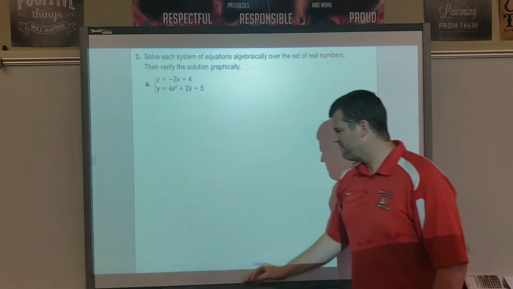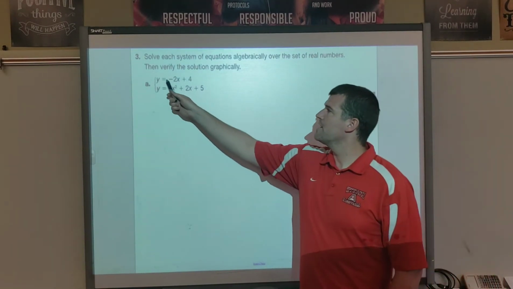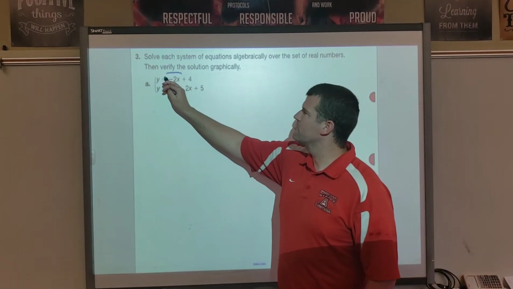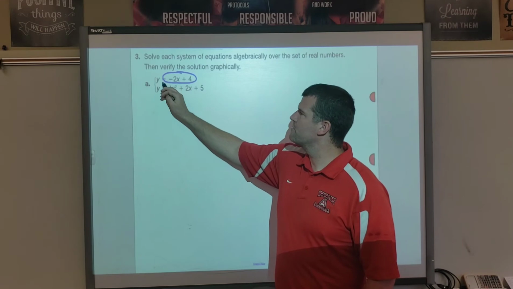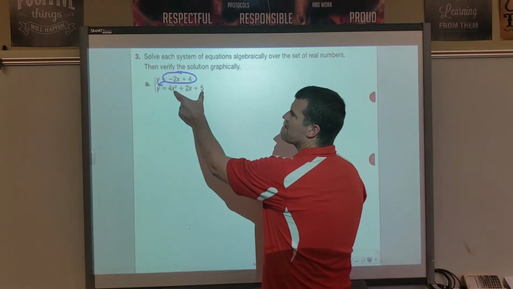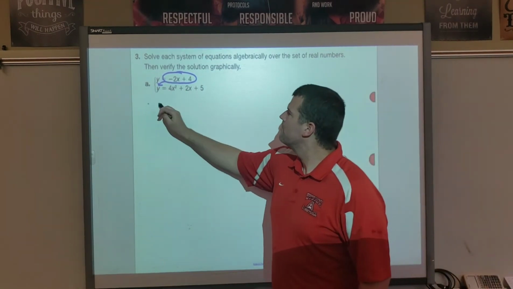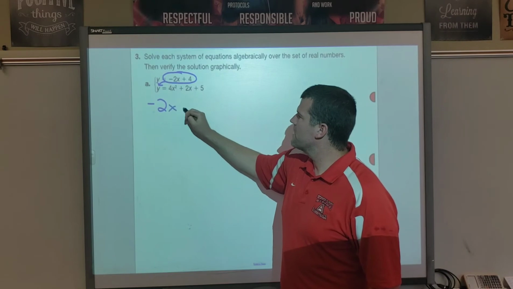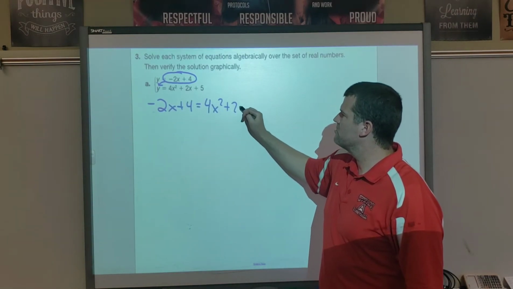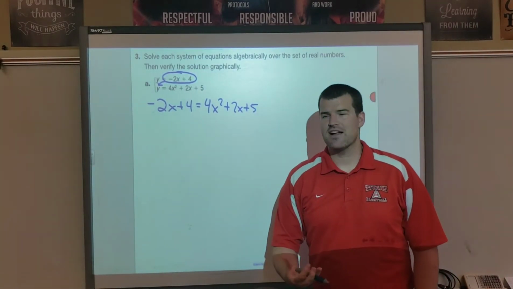All right, let's solve some. This first one, we've got the linear equation here, we've got the quadratic equation there, and we know we can substitute. So I'm going to substitute one equation into the other. You could also substitute this whole thing into that y. It's the same thing. But if I do it this way, I get negative 2x plus 4 equals 4x squared plus 2x plus 5. And now we need to solve for x.